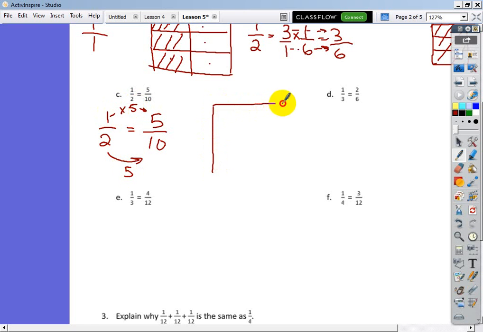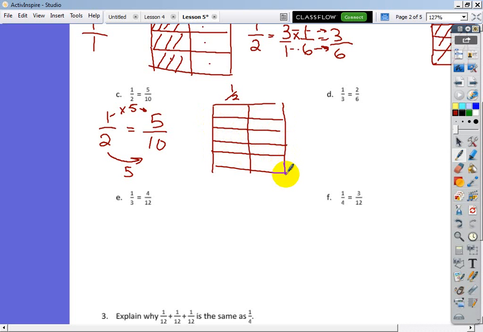So here's a half. Okay, this is 1/2 on this side. Now we're going to cut this into 10 pieces. So I've got to cut it into 5. 1, 2, 3, 4 lines, cut it into 5. There should be 10 pieces here. 1, 2, 3, 4, 5, 6, 7, 8, 9, 10. 5 of the 10 is equal to half. That's 5 out of 10 on that side. So the picture matches the math, I guess basically is what they want us to know.